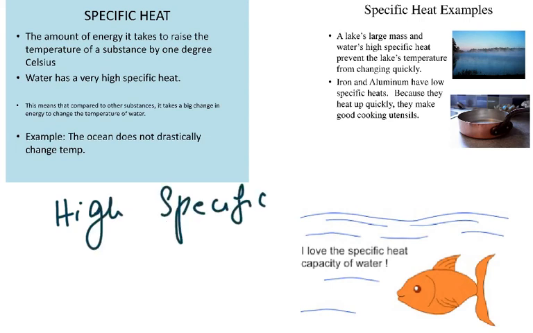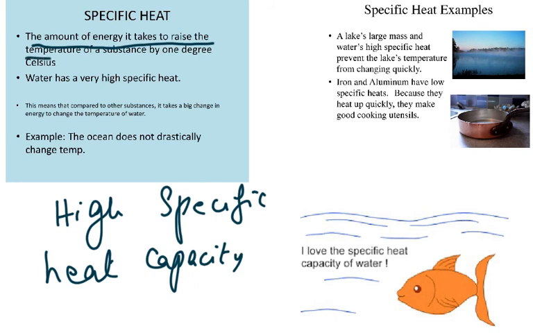High specific heat capacity. Now that's very important in biology. Why? Because every human being is 70 to 80% water. Plants are water, bacteria are made up of water, fungus is made up of water. Now what is the definition of specific heat? As it says here, the amount of energy it takes to raise the temperature of a substance by 1 degree Celsius. And we say water has a very high specific heat.